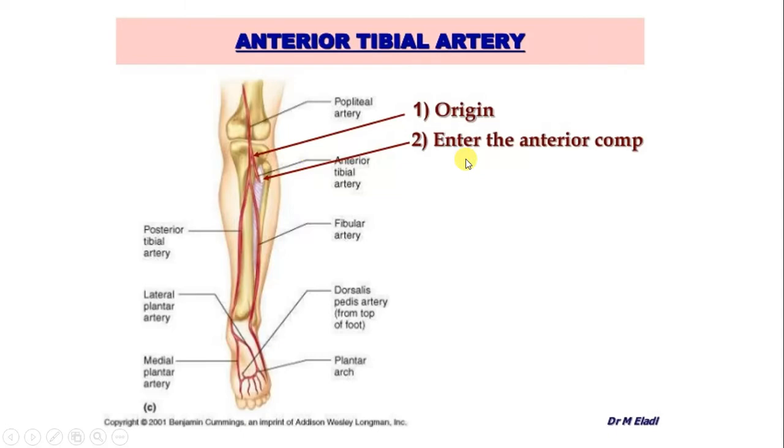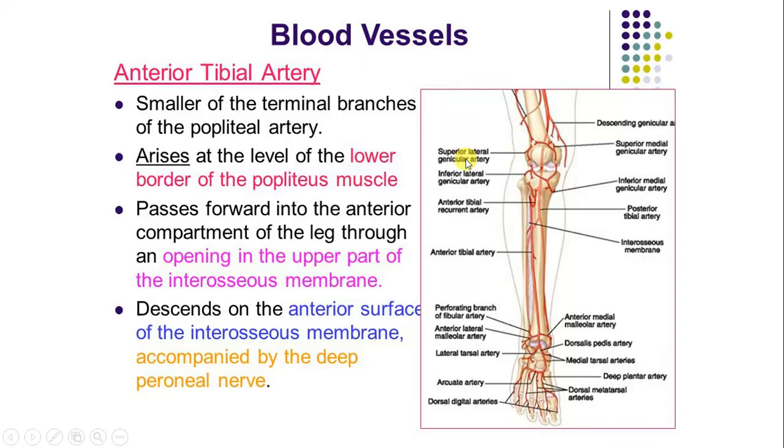So the anterior tibial artery is the smaller terminal branch of the popliteal artery, and it arises at the lower border of the popliteus muscle. The popliteus muscle is a marker where the anterior tibial artery and posterior tibial artery start. It passes forward into the anterior compartment through the opening in the upper part of the interosseous membrane, and then it descends on the anterior surface of the interosseous membrane accompanied by the deep peroneal nerve.